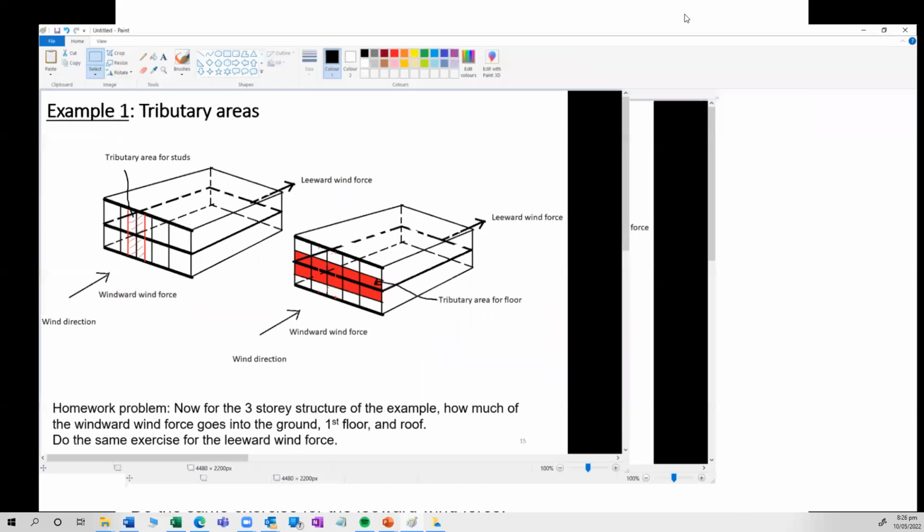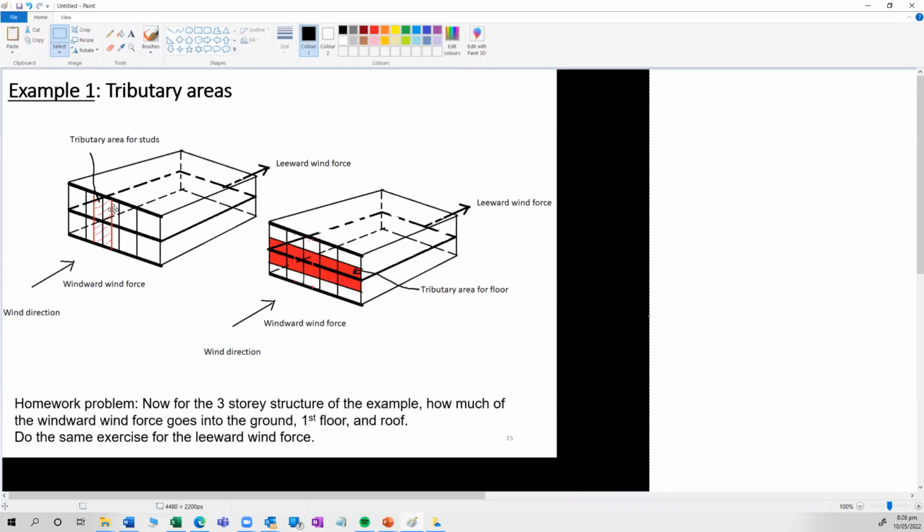Okay, so if you have wind coming into a wall, how does this actually translate between each of the stories? What happens? This is the way the thing works. Okay, it's considered to act like this.